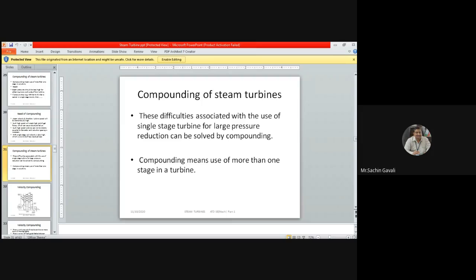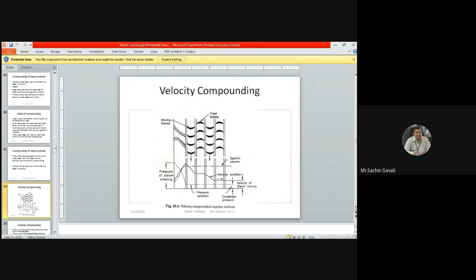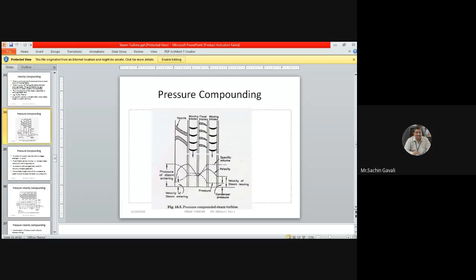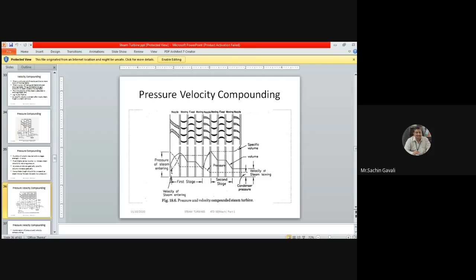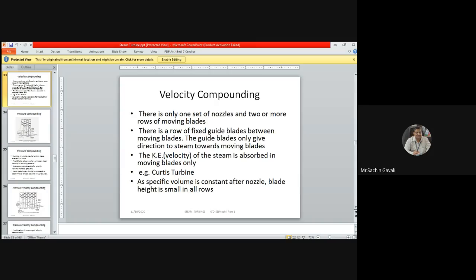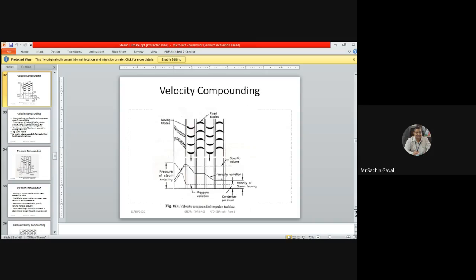Depending on how we absorb the energy, there are three types of compounding methods. One is velocity compounding, another is pressure compounding, and the third is the combination of pressure and velocity compounding. So what happens in velocity compounding? Anybody of you? Velocity compounding.